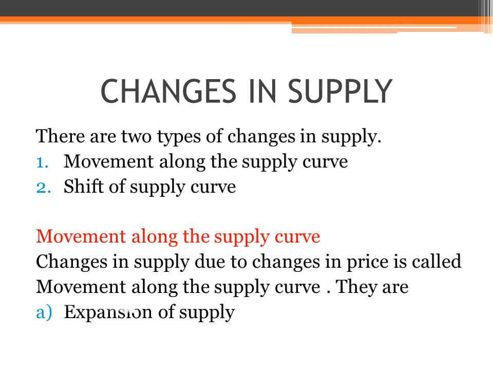There are mainly two types of changes in movement along the supply curve. One is expansion of supply, and the second one is contraction of supply. So movement along the supply curve, which means a change in supply due to changes in price, can be divided into expansion of supply and contraction of supply.